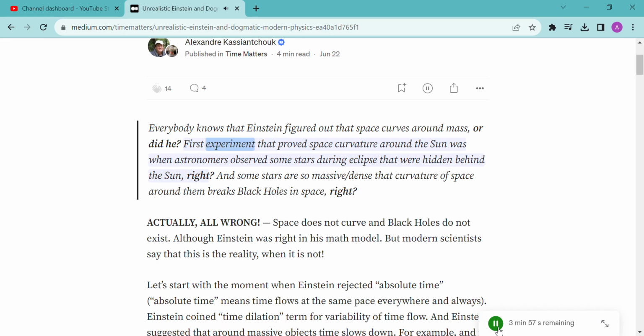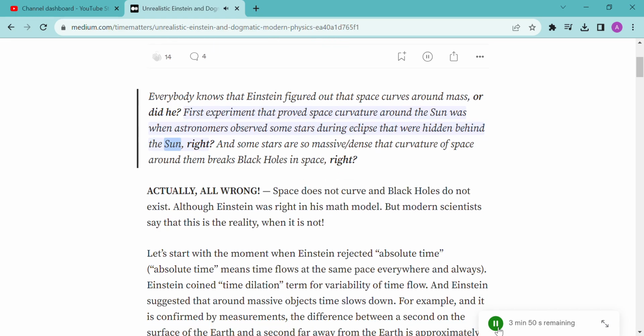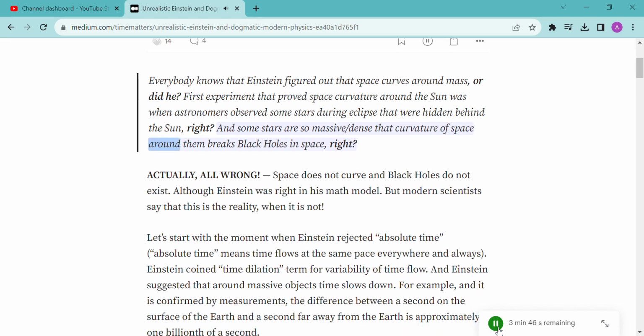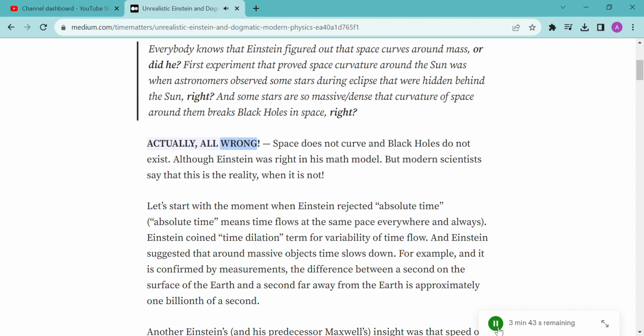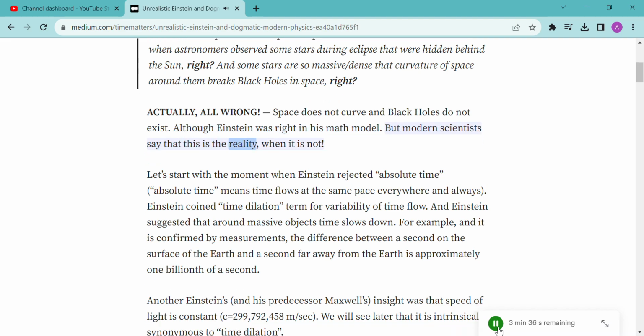The first experiment that proved space curvature around the sun was when astronomers observed some stars during an eclipse that were hidden behind the sun, right? And some stars are so massive and dense that the curvature of space around them breaks space and creates black holes, right? Actually, all wrong. Space does not curve and black holes do not exist, although Einstein was right in his math model. But modern scientists say that this is the reality, when it is not.